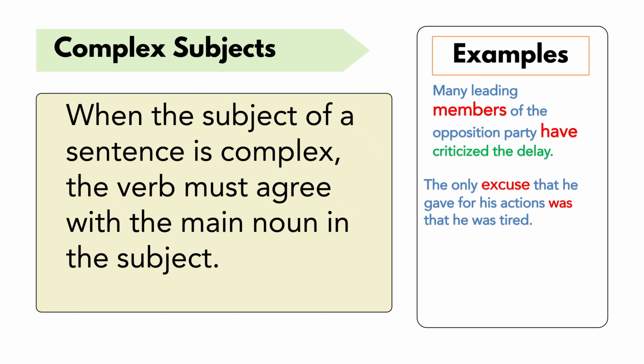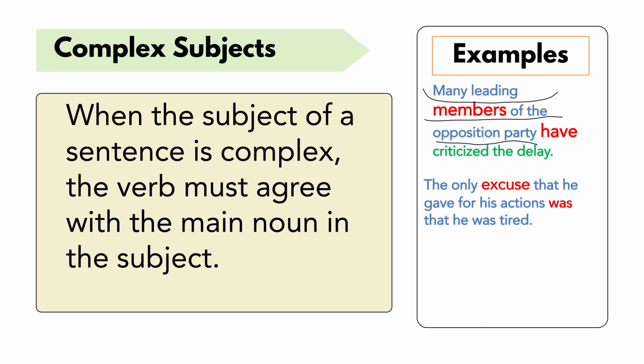Complex subjects. All right, so when you hear the word subject, sometimes you think, okay, that must be one word. But sometimes a subject is more than one word. It's a full sentence, it's a whole phrase. When the subject of a sentence is complex, the verb must agree with the main noun in the subject. So, many leading members of the opposition party. This is all the subject. All of that is the subject.